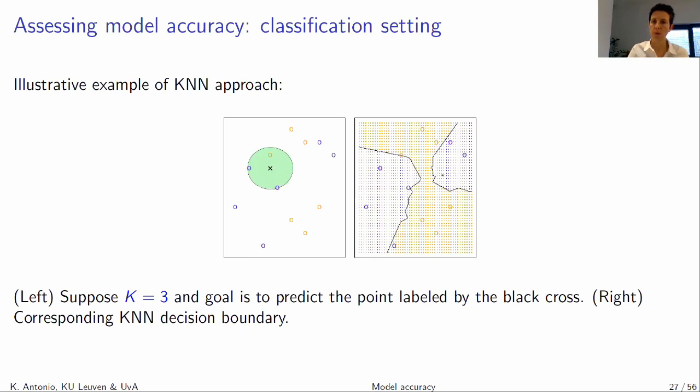So the probability to allocate the blue label to this cross is 2 out of 3. The probability to attribute the orange label is 1 out of 3. So I'm going to predict that this new observation is going to be a blue observation, right? So that's how it works.